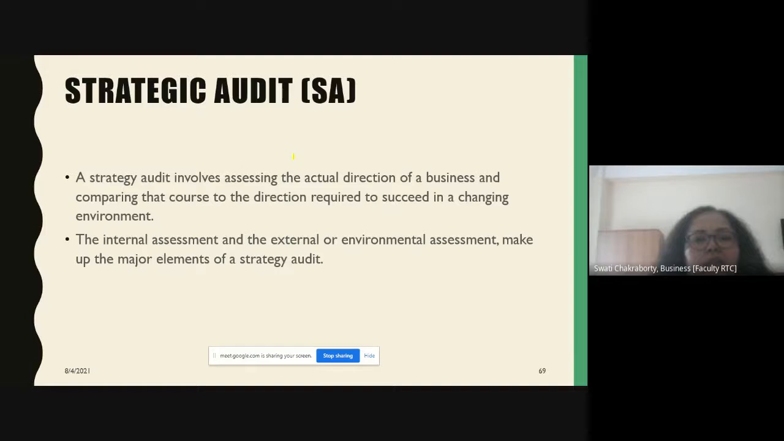So, when we talk of strategic audit, it basically involves assessing the actual direction of the business and comparing that to the direction that is required to succeed in an environment which is very much changing. And for that, internal assessment as well as external assessment has to be done parallelly, and they make up the major elements of the strategic audit.